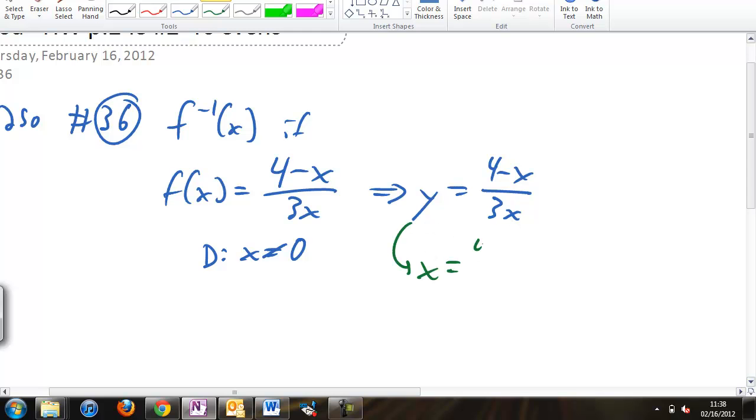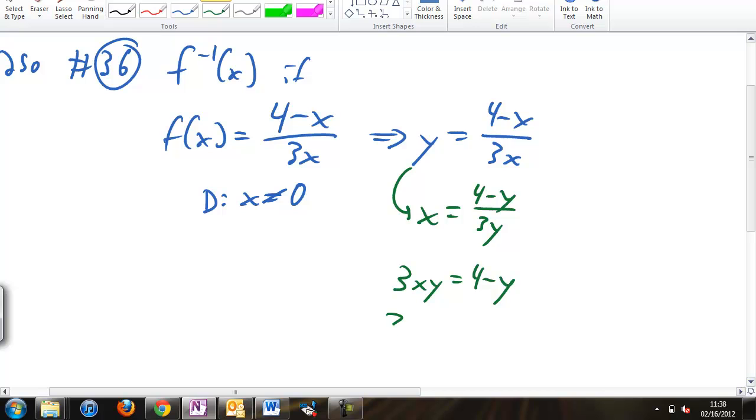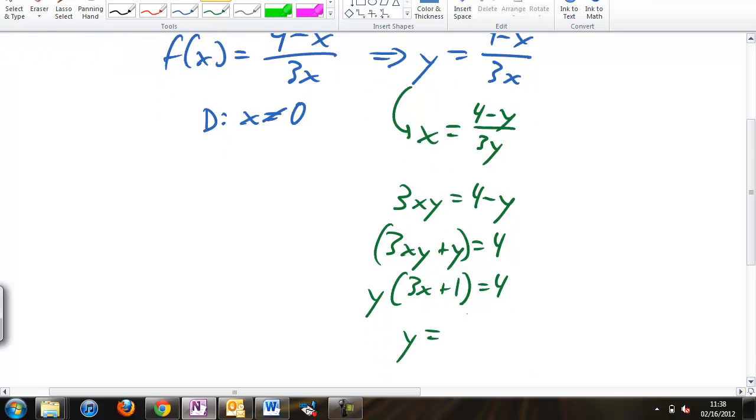Get x is equal to 4 minus y over 3y. Let's do a cross product. 3xy is equal to 4 minus y. I'm going to add y to both sides, so we get 3xy plus y is equal to 4. Let's factor the y out. So we have y times 3x plus 1 is equal to 4. And y is equal to 4 over 3x plus 1.